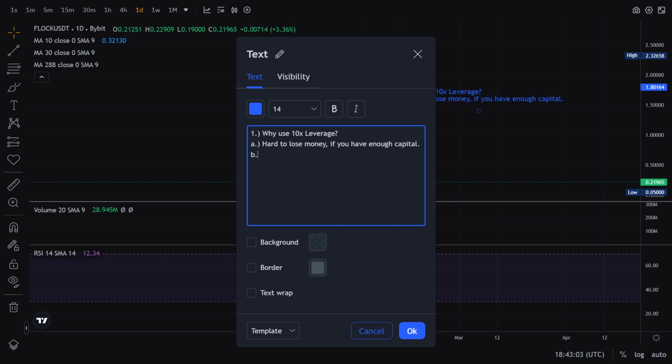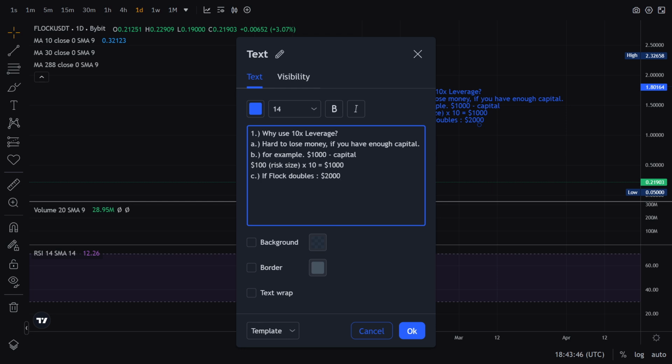So for example, if you have $1,000 capital and you trade on leverage 10x, your risk size is $100 times 10. Technically you have $1,000, right? But you've only risked $100, not $1,100. So if Flock doubles, you make $2,000.